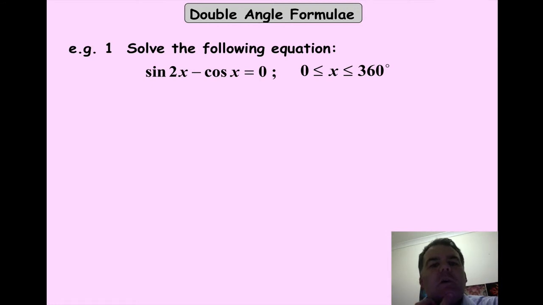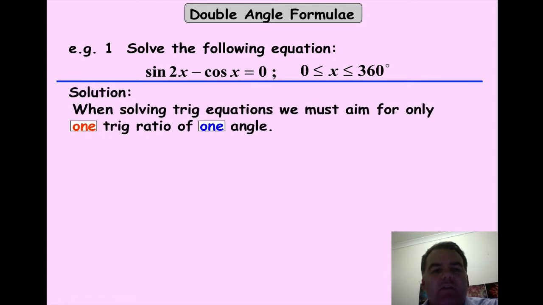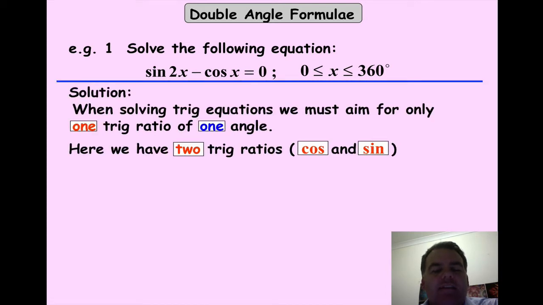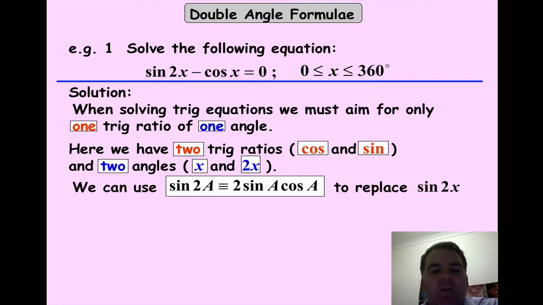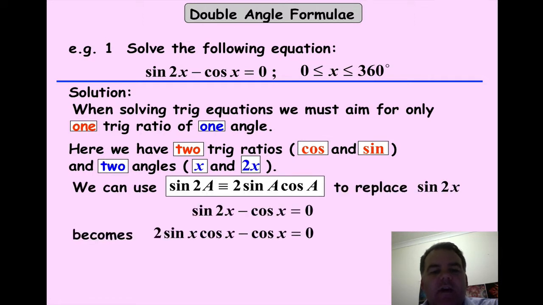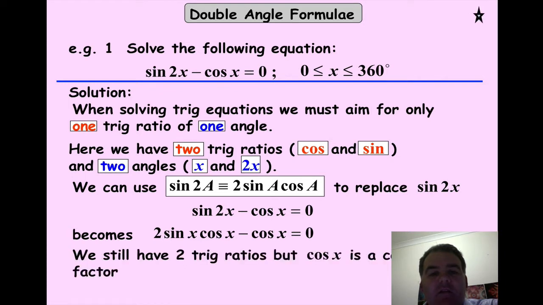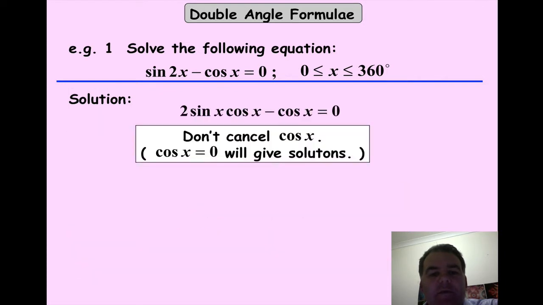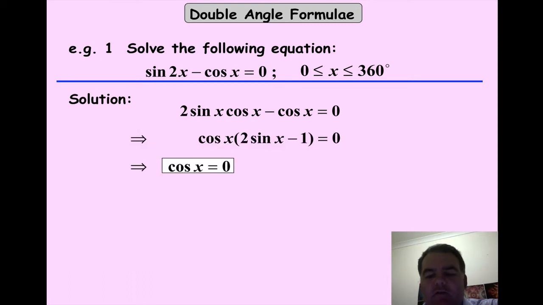Okay, sine 2x minus cos x equals 0. Here we've only got one choice for the double identity. We replace the sine 2x with 2 sine x cos x. So that equation becomes that. Now, in solving this equation, we don't want to just get rid of the cos x by dividing everything by cos x, because we'd be ignoring some solutions if we do that. So the correct method to use is to factorize cos x.